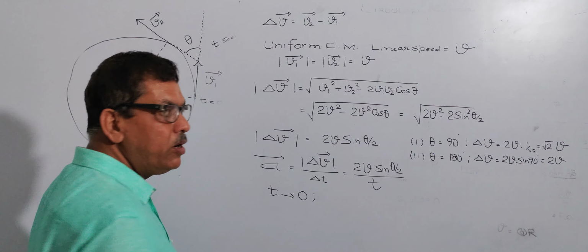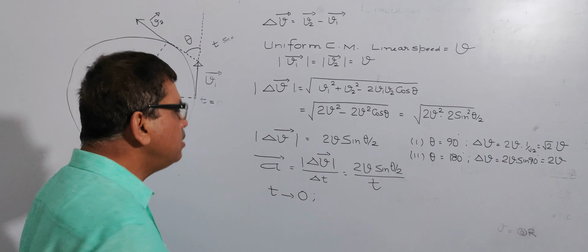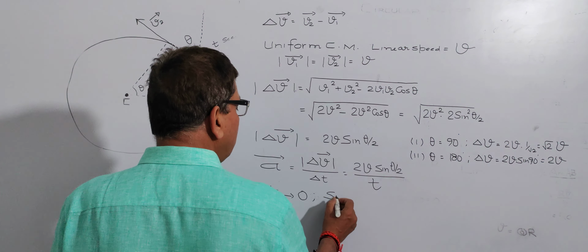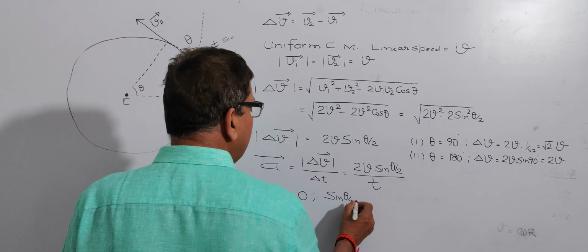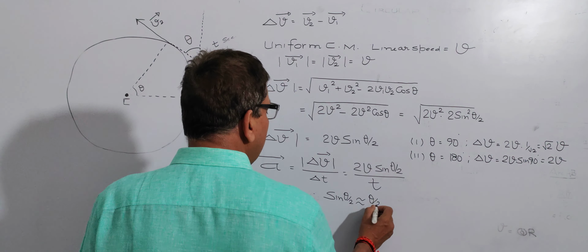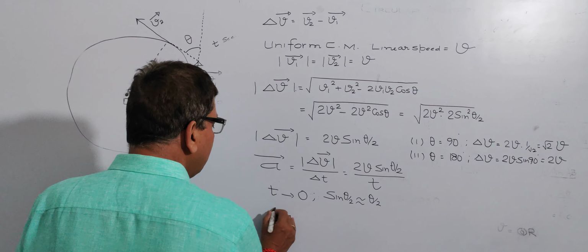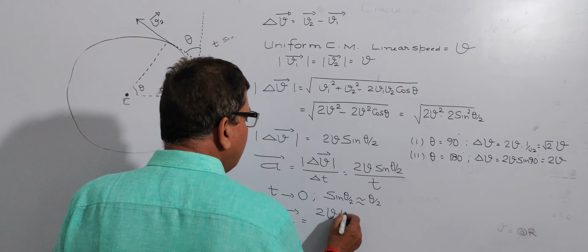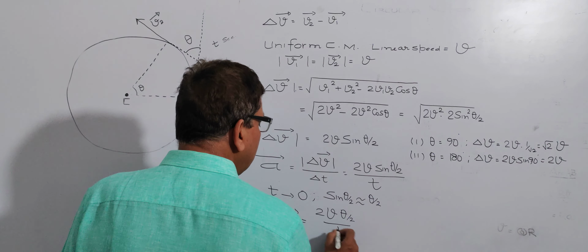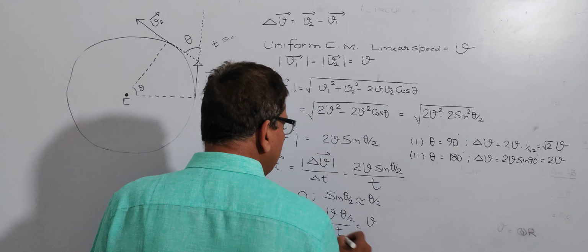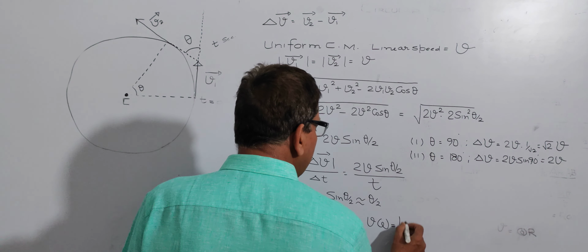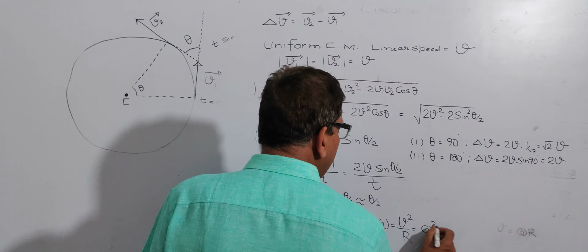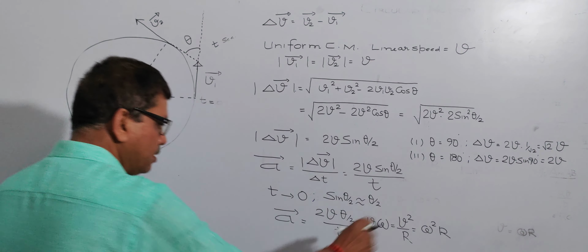Now when theta is small, suppose t tends to 0, for a very short interval of time, let us find out the instant acceleration. So I can say sin theta by 2 can be written as theta by 2 only. So the acceleration is nothing but 2v theta by 2 by t, and this can be written as v times theta by t, which is omega, and this can be written as v square by r. Also it can be written as omega square r, or v omega is the acceleration.